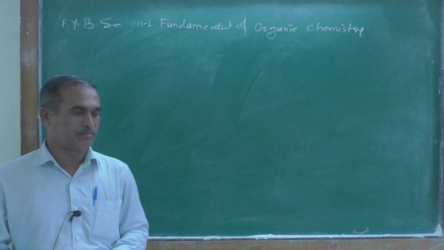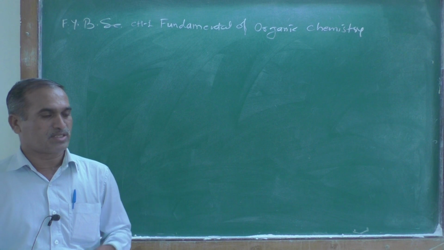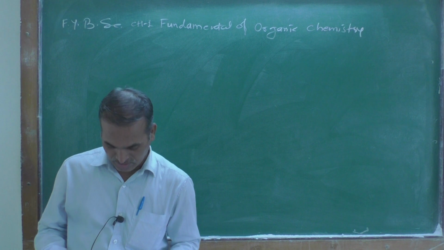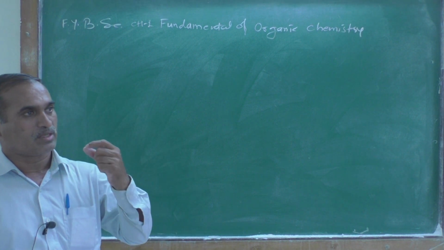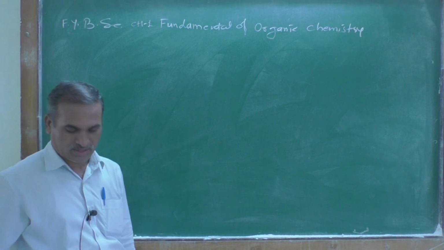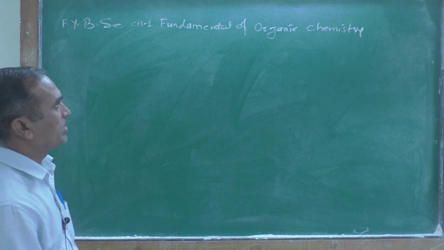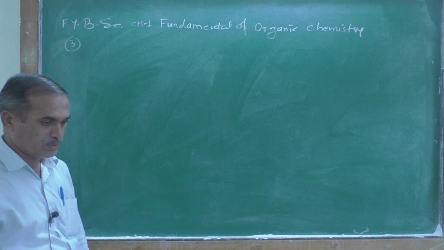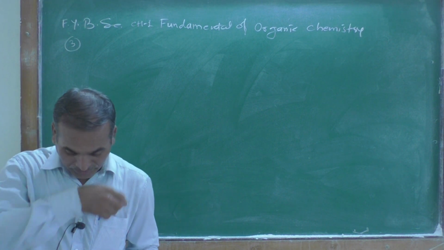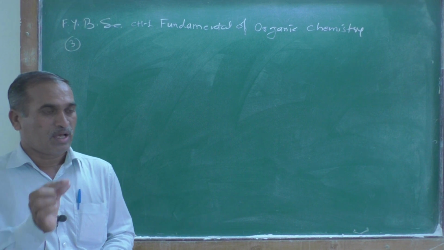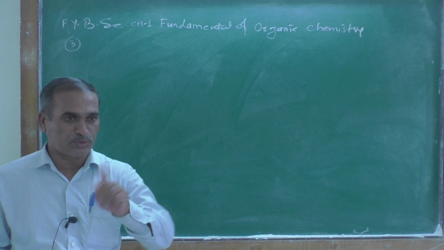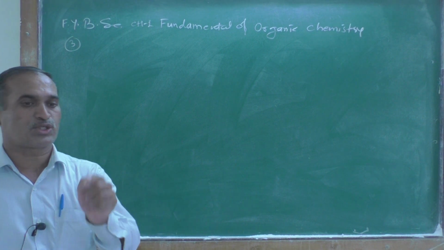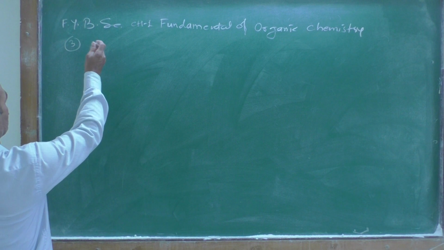Second application: formic acid is stronger than acetic acid, or acetic acid is weaker than formic acid. Now the third application we are going to discuss today. What is that? Halogen substituted acetic acids are stronger than acetic acid.